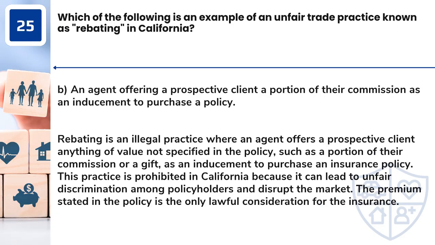Answer: B. An agent offering a prospective client a portion of their commission as an inducement to purchase a policy. Rebating is an illegal practice where an agent offers a prospective client anything of value not specified in the policy, such as a portion of their commission or a gift, as an inducement to purchase an insurance policy. This practice is prohibited in California because it can lead to unfair discrimination among policyholders and disrupt the market. The premium stated in the policy is the only lawful consideration for the insurance.